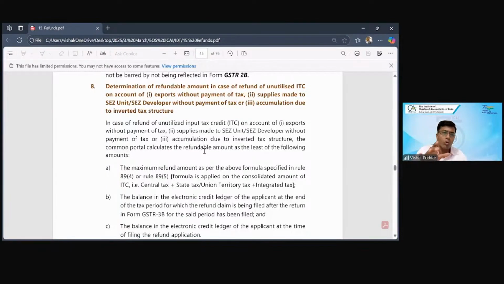Now something more related to this. We just studied the formula. Now some more restriction conditions. Before I go to that, we just take a small 5 minutes break.